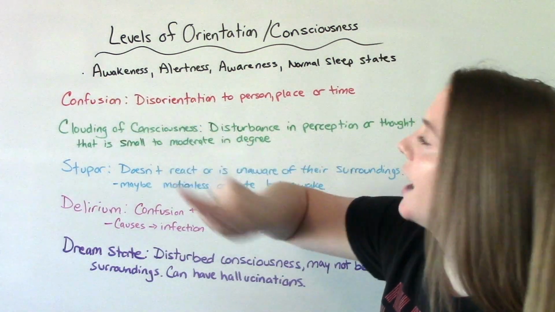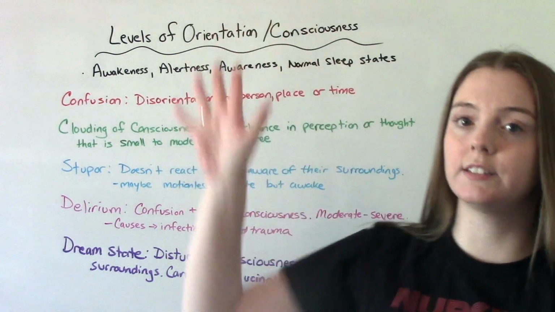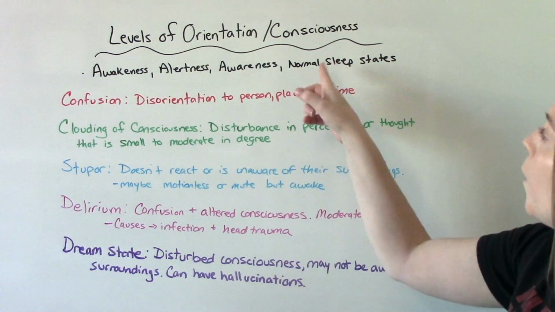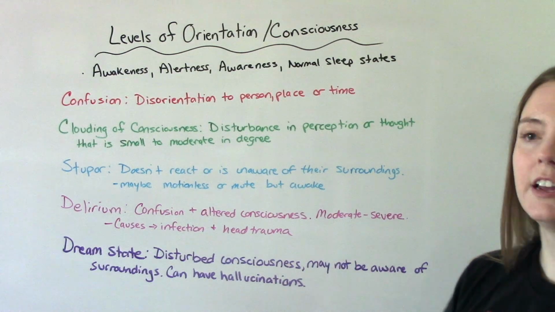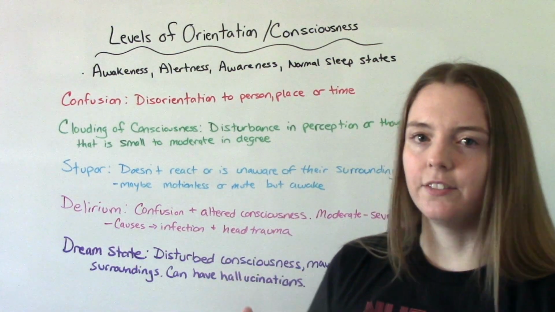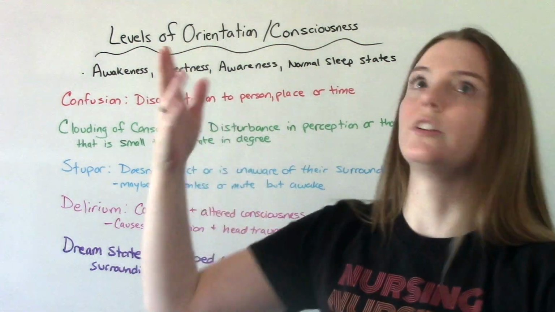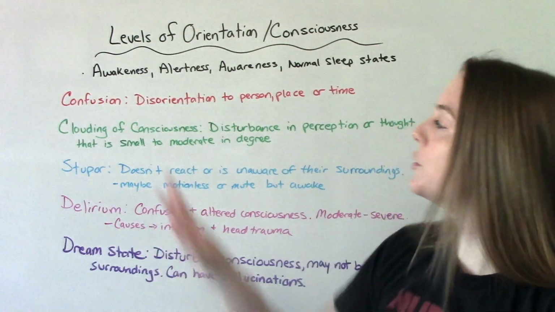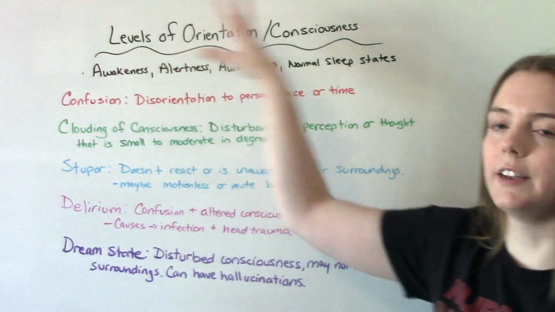So level of consciousness includes awakeness, alertness, awareness of their surroundings, or if they are asleep, they are in a normal sleep state. So a REM cycle, light sleep, that kind of thing. And if they are asleep, they are easily awoken and alert afterwards. Okay, so this is what we're talking about, normal levels of consciousness and orientation.